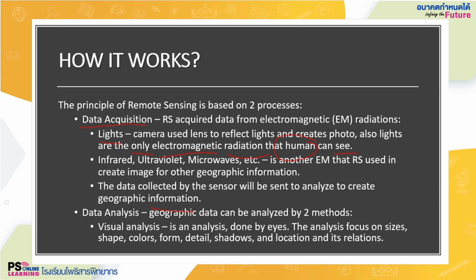So you take a look at the image and then you try to identify the size, shapes, colors, form, details, shadows, and location and its relation. So you know that, okay, these locations must have a relation with other locations, or how they are related to man and their environment. For example, you take a look at the Bangkok area and you see there are lots of houses and buildings. They are close together. They are quite dense cities, with people living in a very high density area.